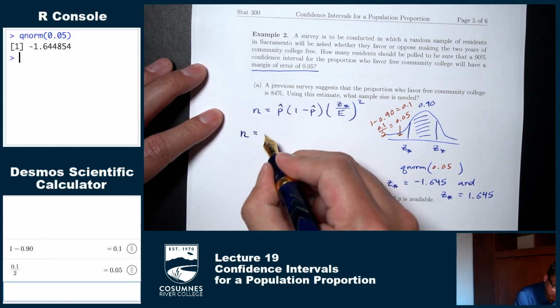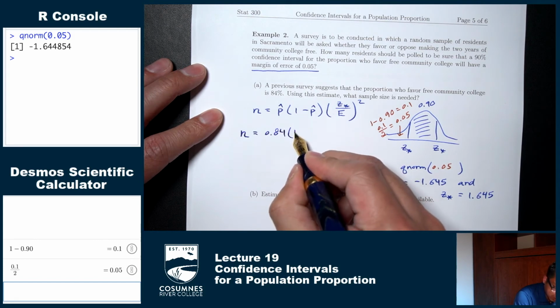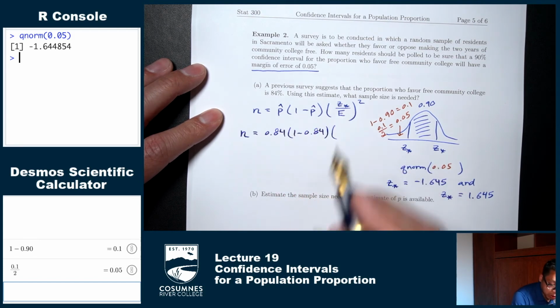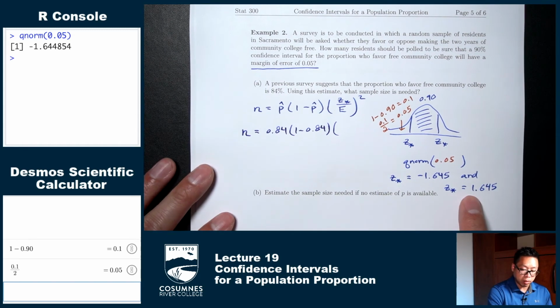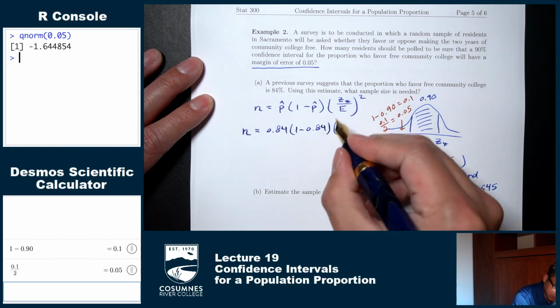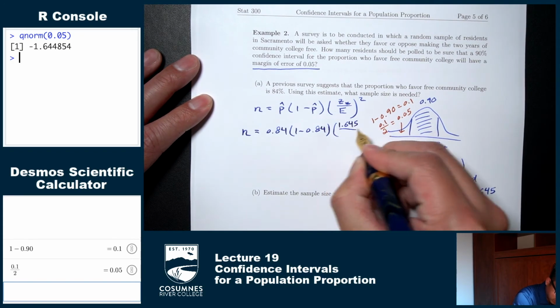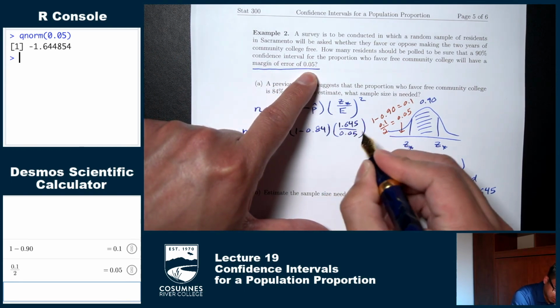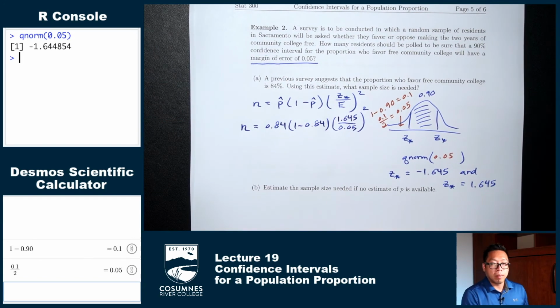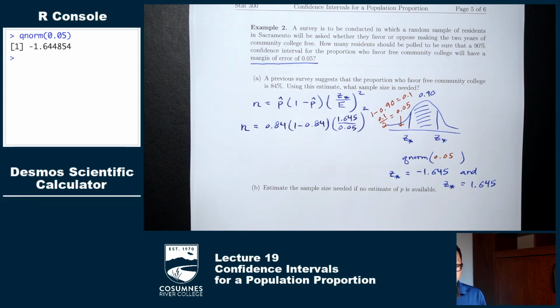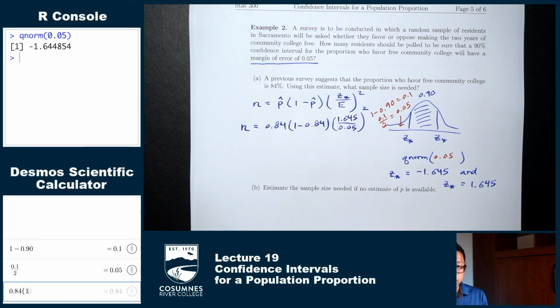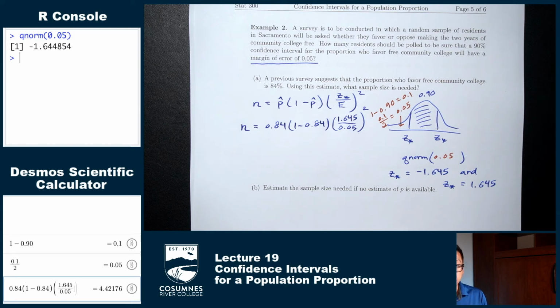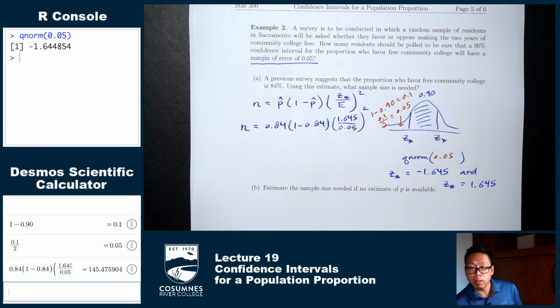P-hat as a decimal, 84% is 0.84. 1 minus p-hat is going to be 1 minus 0.84. Z star, I have 2 z stars, but I always use the positive one. So we're going to use the positive 1.645 over E, margin of error, we said margin of error was 0.05. And then don't forget the square. Okay, so on a calculator, 0.84, 1 minus 0.84, 1.645 over 0.05, close parentheses, don't forget the square, and I get 145.476.